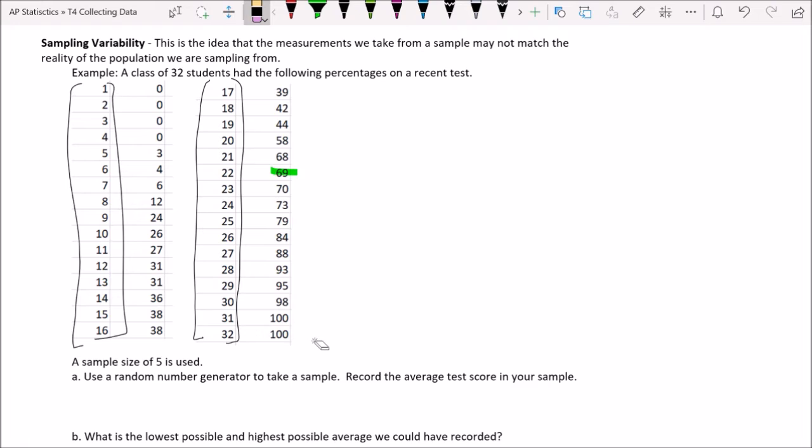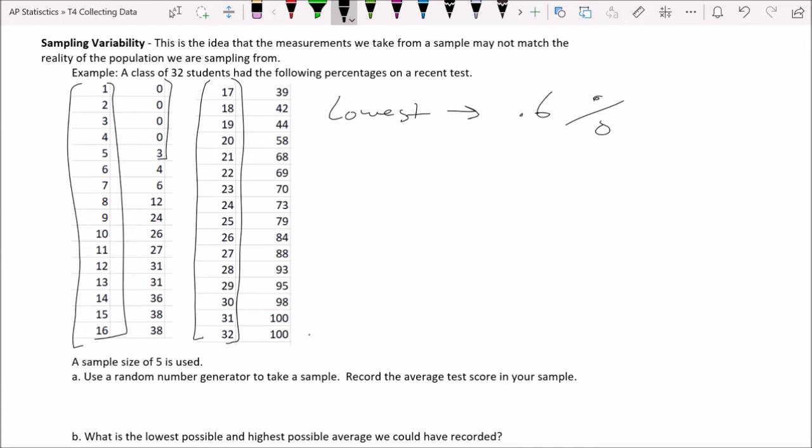So in the example we just did, what's the worst case scenario? What's the lowest possible and highest possible average? The lowest would be the average of these 1, 2, 3, 4, 5 numbers. The lowest, and that would come out to be an average of 0.6%. I'm doing that one in my head. I think I did it right. We'll see.